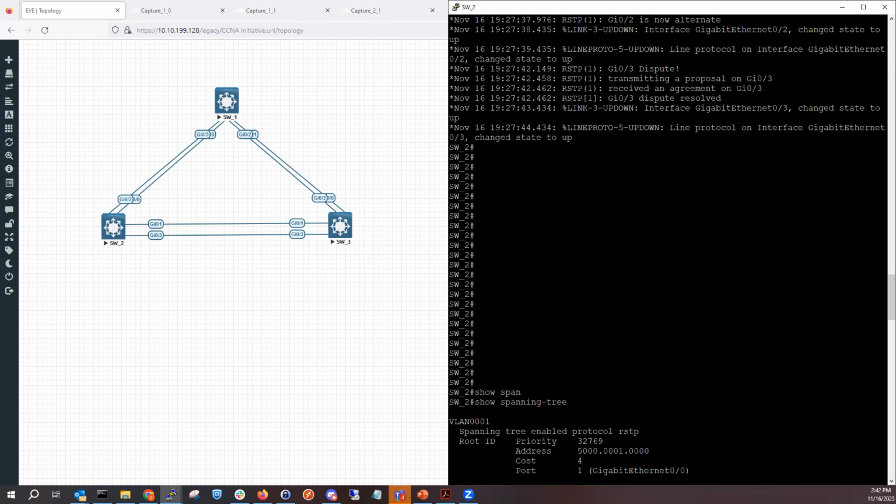In our next session, we're going to talk about EtherChannel and how it relates to spanning tree. We're going to talk about PortFast, and we're going to talk about BPDU guard. A lot of environments utilize BPDU guard, so we just need to talk about that. And then we're going to close out chapter 9.